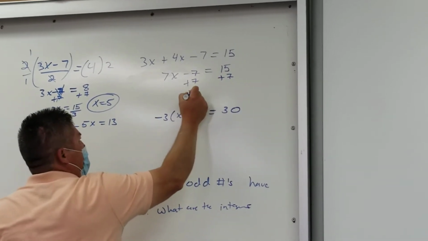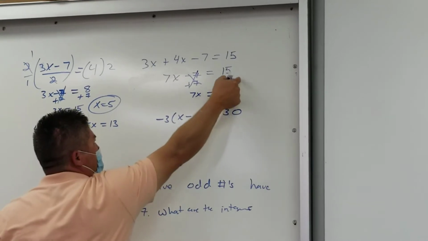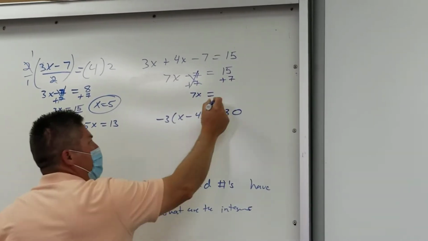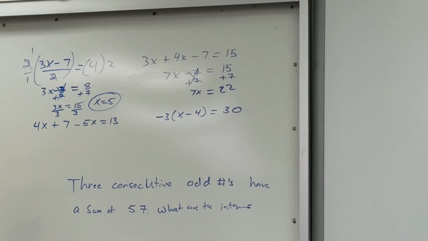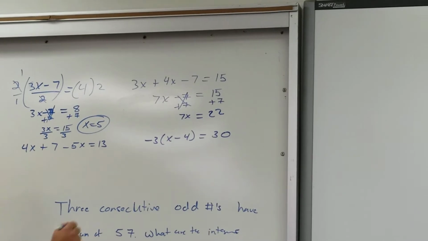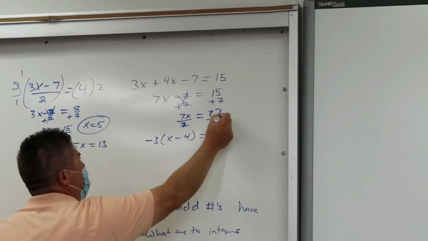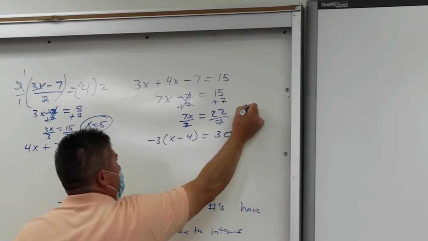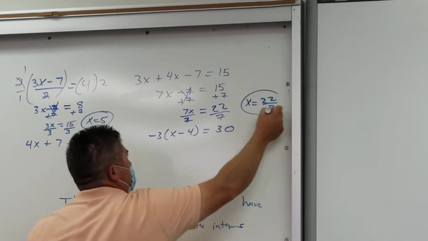Okay, so this is 7x, because this has gone away. This is 0. And so this is 7x equals, what's 15 plus 7? 22. Okay? And what should I do next, Nick? Divide by 7. Good. Divide by 7, because it's multiplying. Got to divide by 7. So I end up with x equals 22 sevenths, which is about pi, by the way.